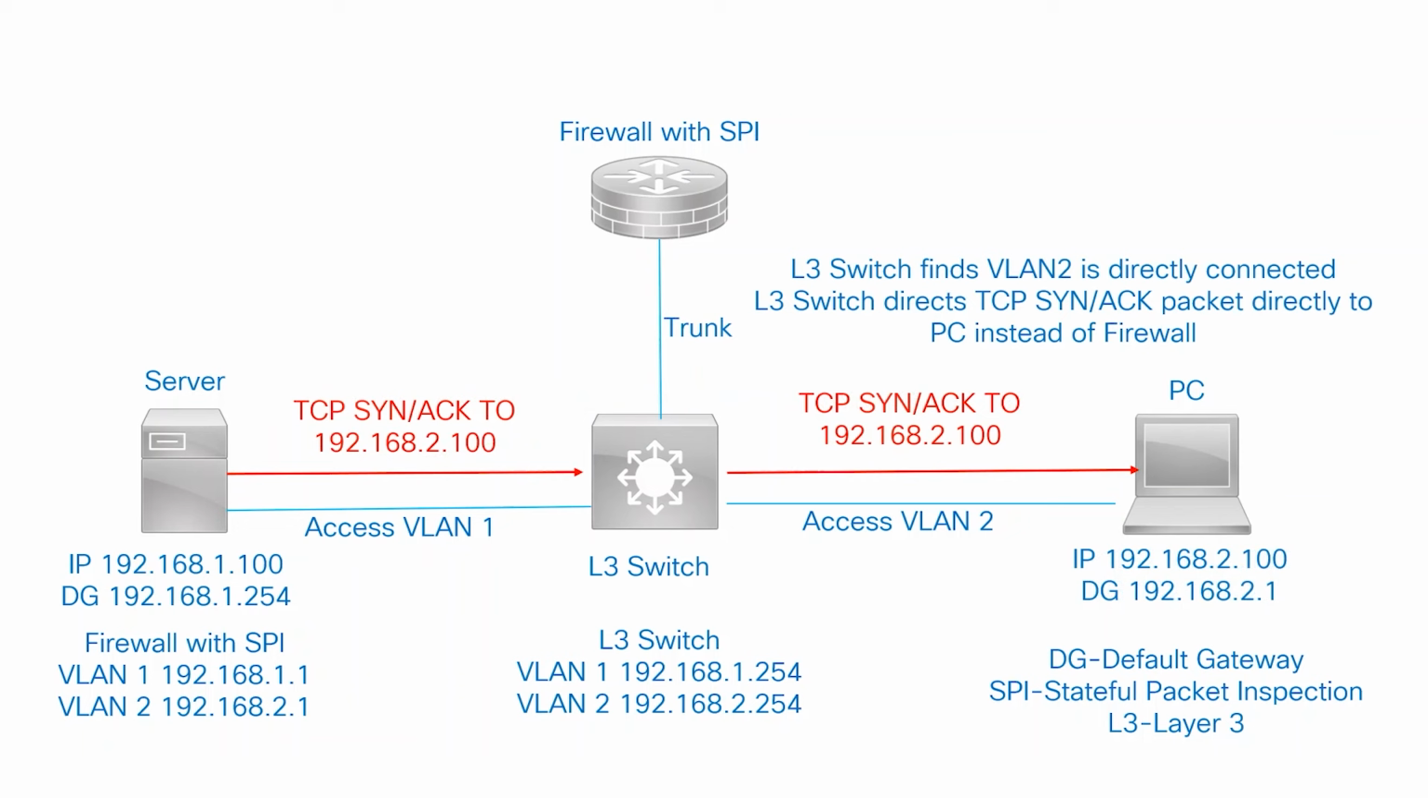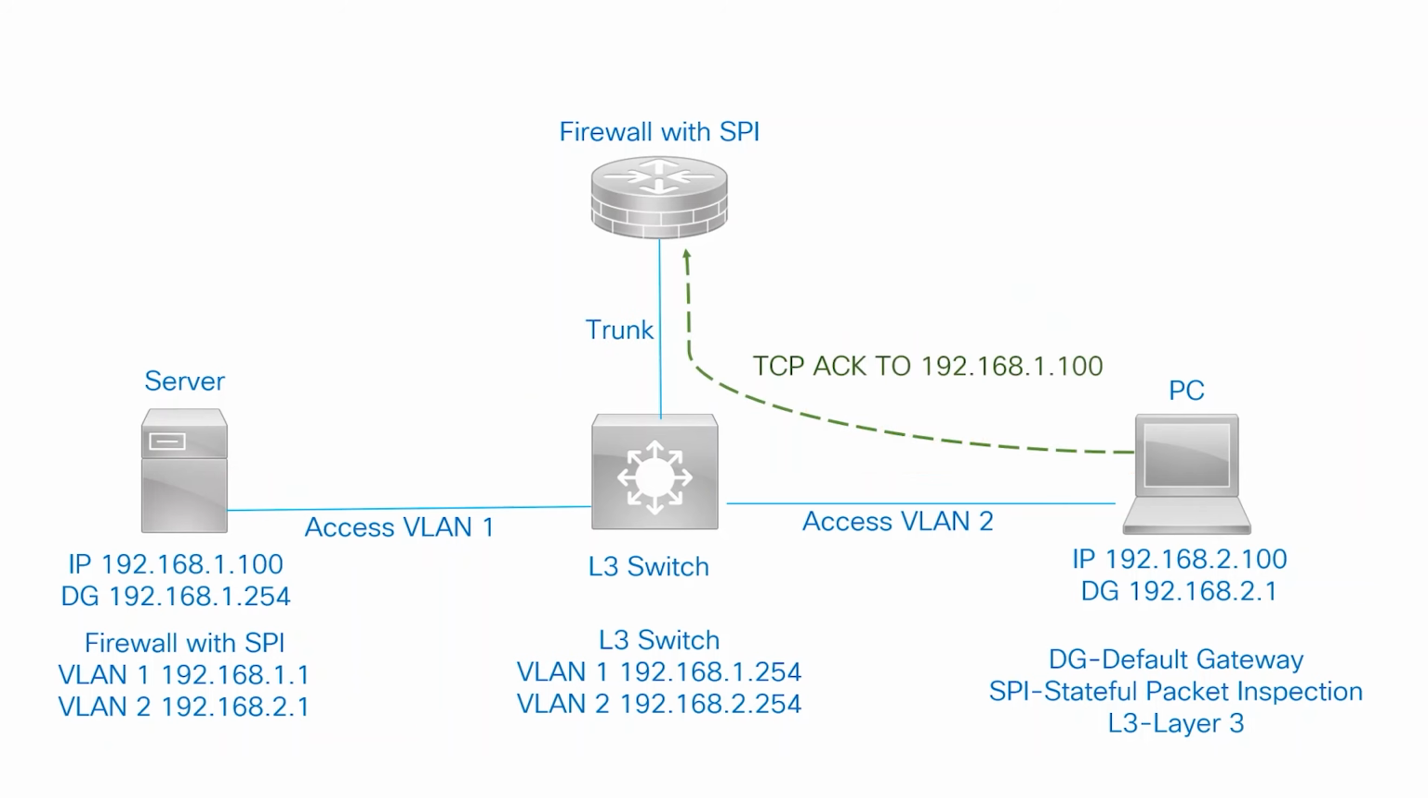The layer 3 switch consults its forwarding table and finds that the PC's VLAN is directly connected, so it forwards the SYN-ACK message directly to the PC. The PC then attempts to complete the handshake by sending a TCP ACK message back to the server through the firewall, its default gateway. However, the firewall performing stateful packet inspection drops this ACK packet because it did not see the SYN-ACK coming from the server and therefore has no established flow state for this connection.